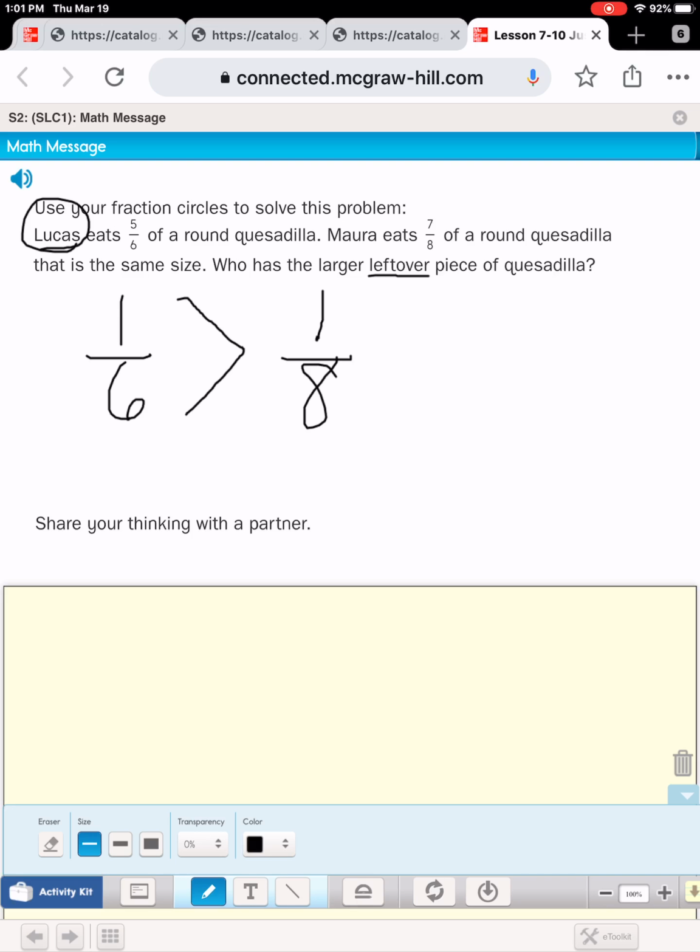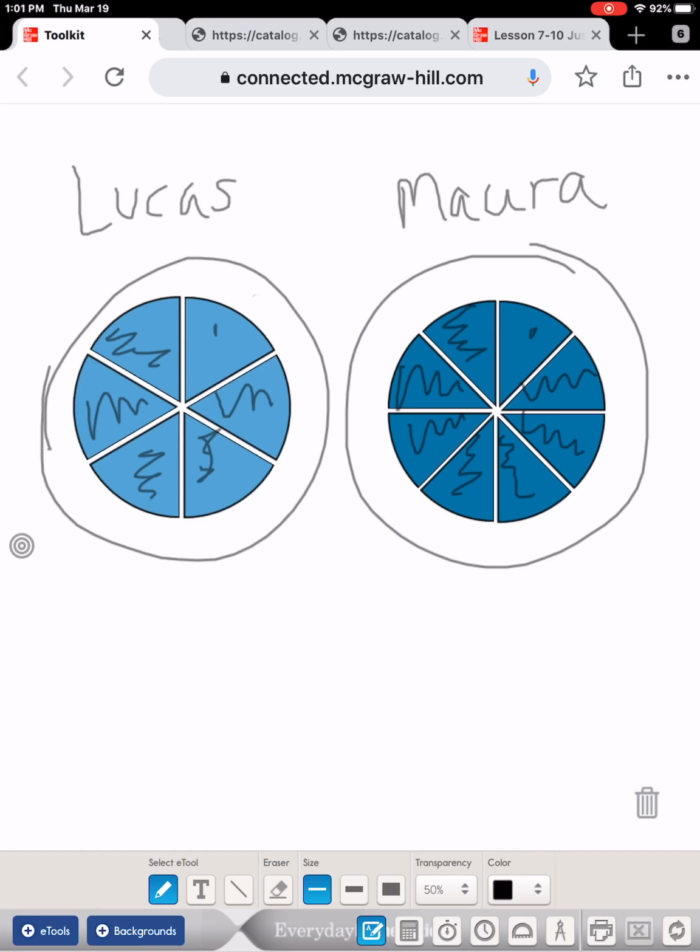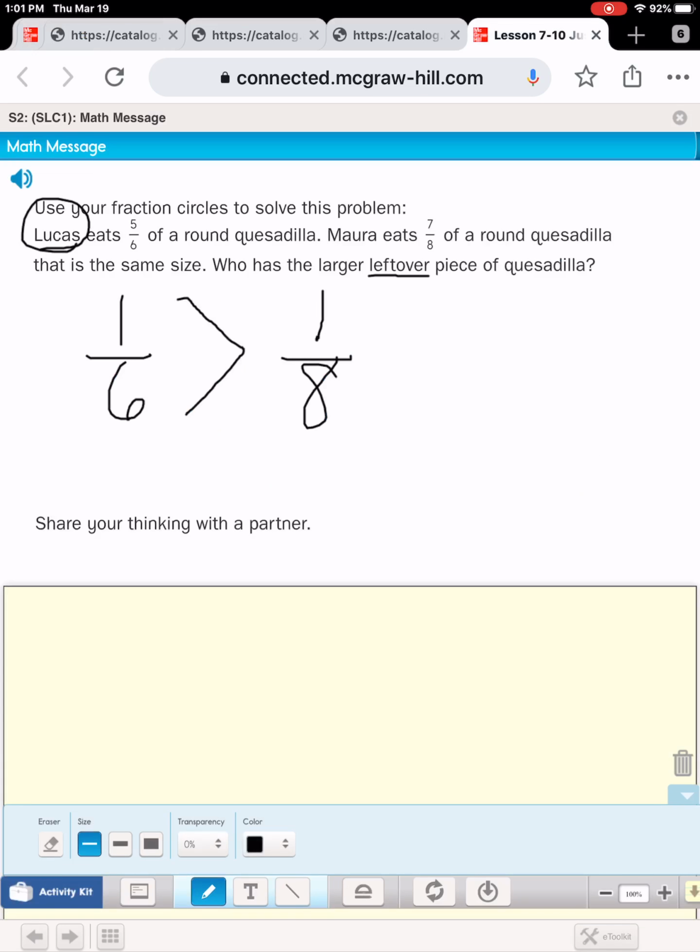We can also look at the part that they ate. Let's go back and look. Lucas, remember, he ate 5/6, so he ate these. And Mara ate 7/8. She ate this much of her quesadilla. Who ate more quesadilla? Mara ate more quesadilla, which means that the amount she ate, 7/8, is greater than 5/6.